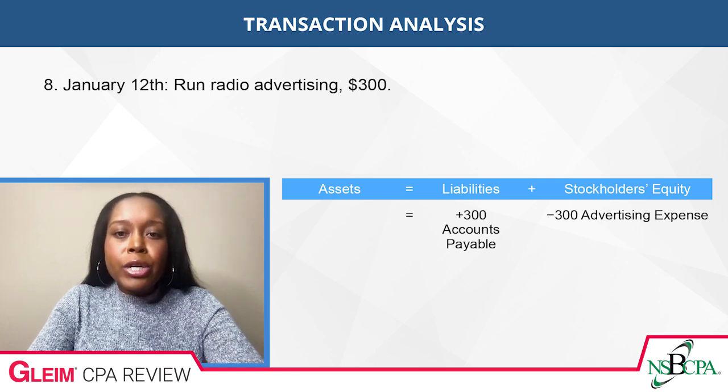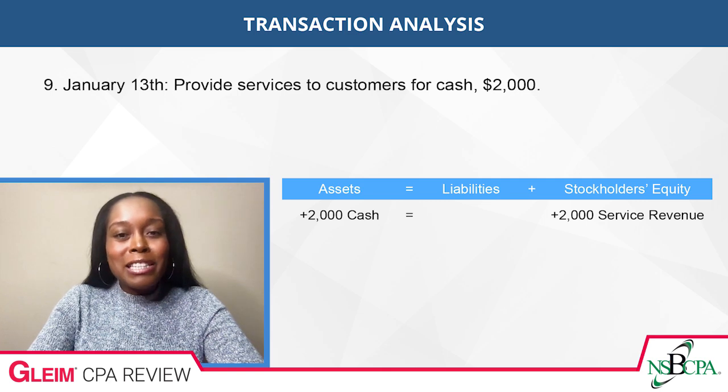This is another tricky transaction that sometimes confuses students. So make sure you look at your equation and make sure that you are balanced. We show the expense as a decrease to stockholders' equity. Well, that advertising must have worked because now we have our first customers. Were you getting worried that all we did was spend money?